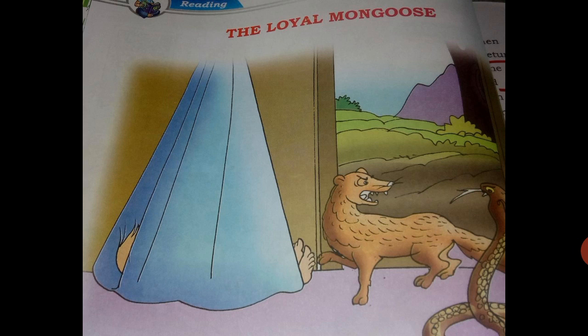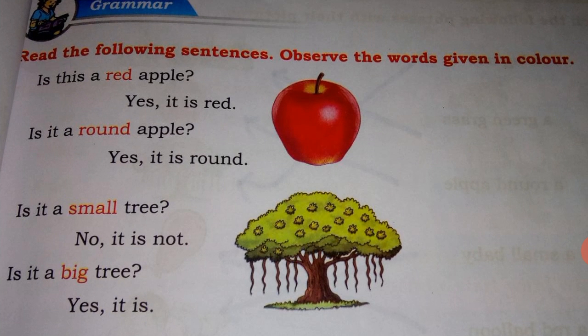Last week we completed the lesson called The Loyal Mongoose. Today we will complete the activities part related to this lesson. Let's go back to the lesson, The Loyal Mongoose. All of you pick up your English textbook and get ready with your pencil. Go to page number 33 in your English textbook. Page number 33.